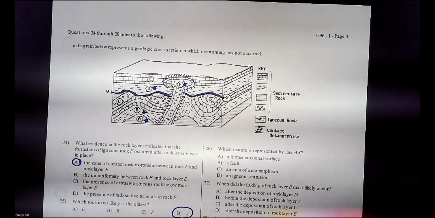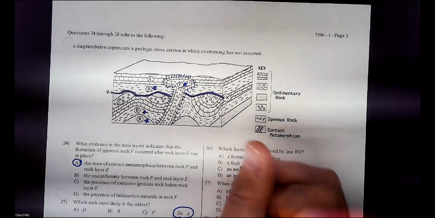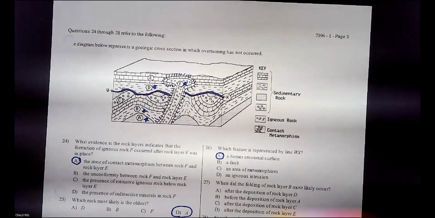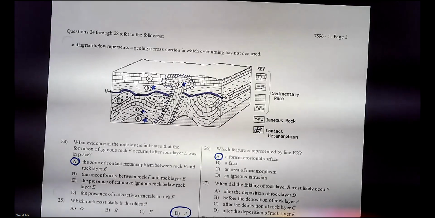Number 26, line WX right there. What is that? Nope. It's that wavy dark line. It's not a fault. A fault is a break. Yes, that is really officially called an unconformity, guys. An unconformity is a buried erosional surface. It's always represented by that wavy line. Remember that when there's erosion like that, there's missing information. Whatever was in that rock layer is gone, and we won't know that information.